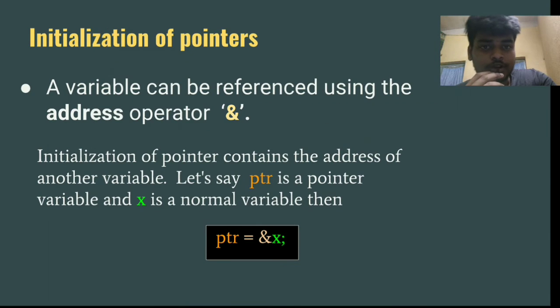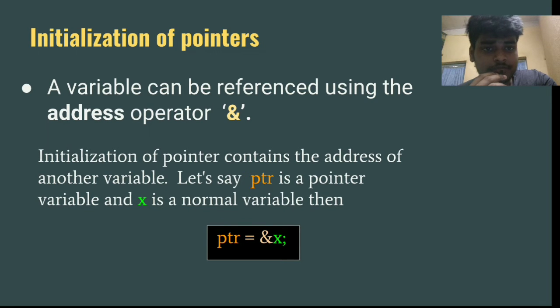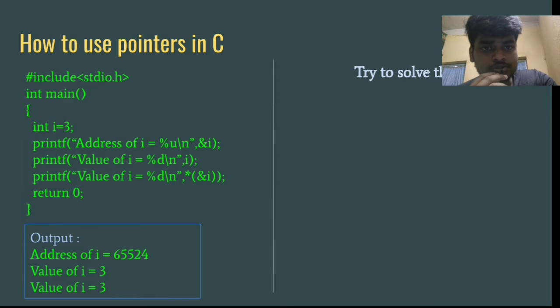Now the initialization of a pointer. A variable can be referenced using the address operator. To reference a variable, we need to use the address operator. The address operator helps to get the address of that variable and give it to the pointer type variable, and helps the pointer to start pointing to the variable. Initialization of a pointer contains the address of another variable. Let's say ptr is a pointer variable and x is a normal variable, then ptr equal to ampersand x. So ptr equal to ampersand x means ptr gets the address of x, I mean the integer type variable x or whatever it is.